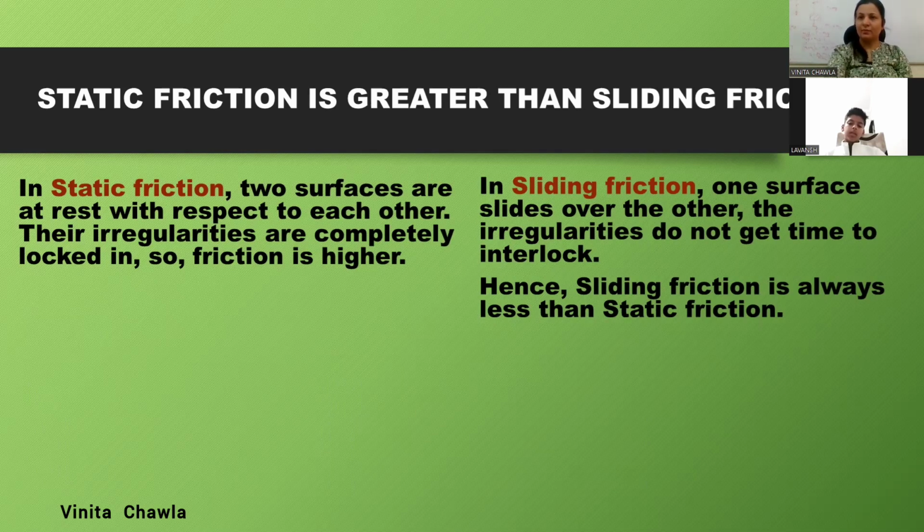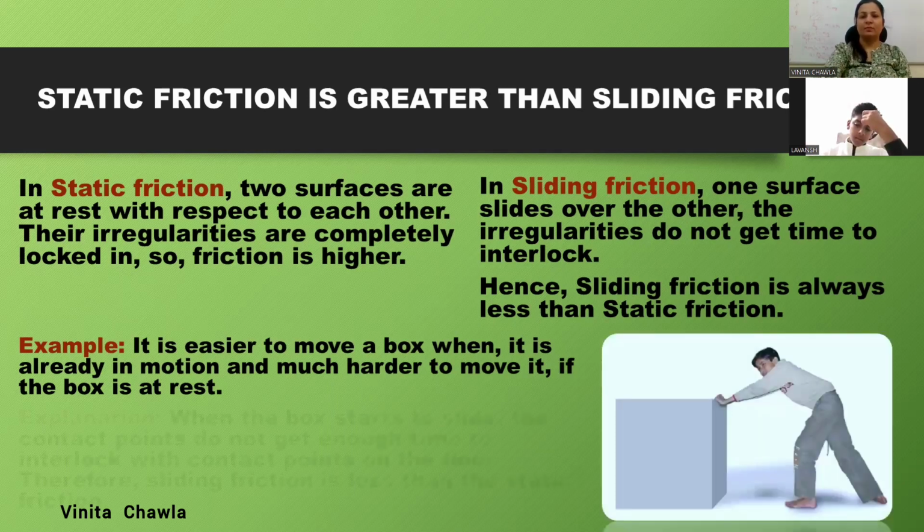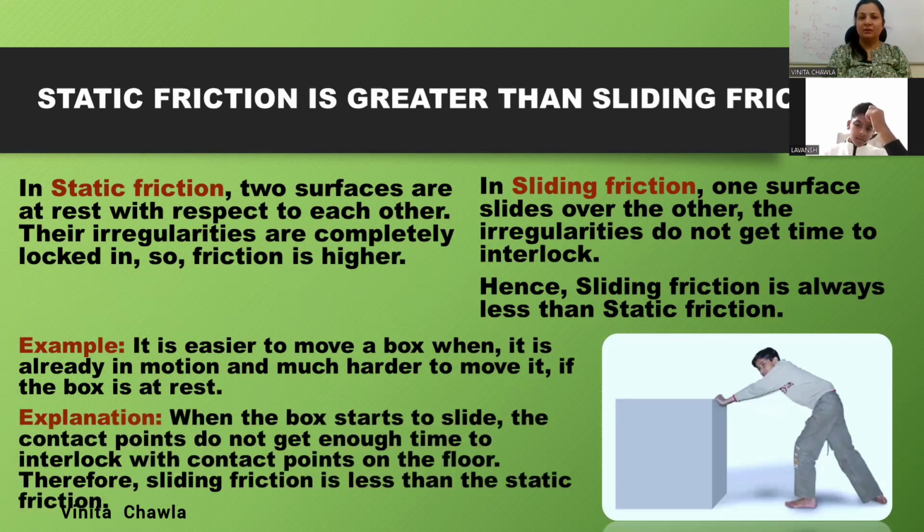Example: it is easier to move a box when it is already in motion and much harder to move it if the box is at rest. If the box is at rest, we find it harder to move it. But if the box is moving, then it is easier to move it further. When the box starts to slide, the contact points do not get enough time to interlock with the contact points on the floor. Therefore, sliding friction is less than static friction.